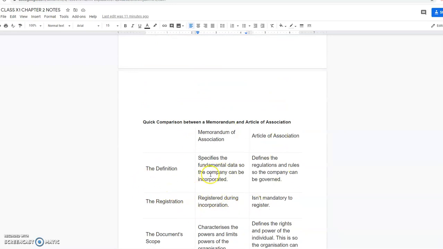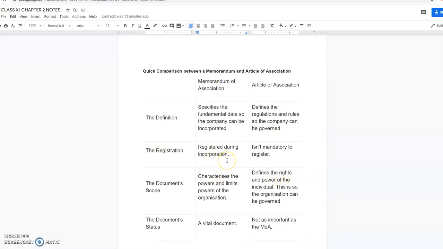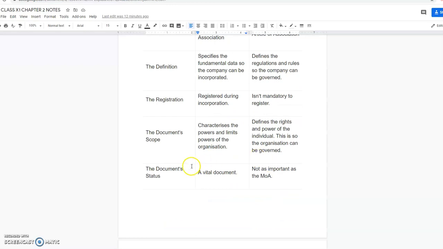For example, definition. What does the MOA define? It defines the fundamental data on which the company can be incorporated, the main data. And what does the articles of association tell? It tells the rules and regulations. The memorandum of association is mandatory for registering the company. Until the MOA is made, you cannot get the company registered. But for getting the company registered, it is not mandatory that the articles of association also be made.